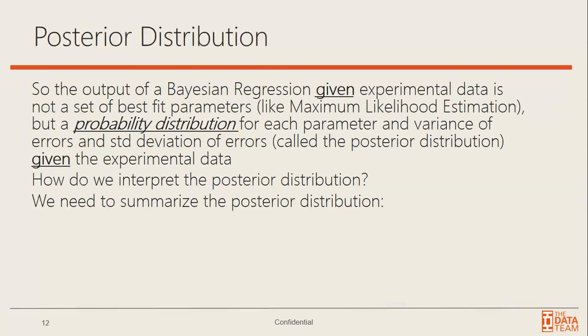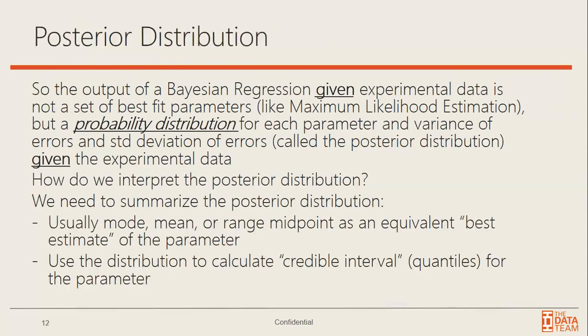So we need to interpret the posterior distribution, and also we need to summarize the posterior distribution. That is some of the aspects that Bayesian statistics deals with, or Bayesian regression deals with. And if you have heard of confidence interval, similar to confidence interval, we have something called credible interval.